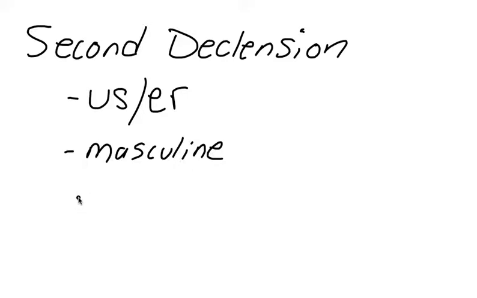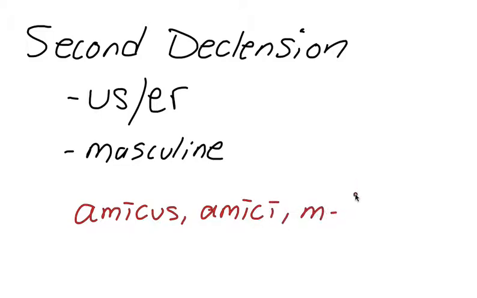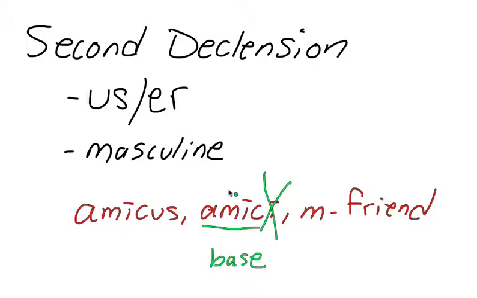So I'm going to give you the vocab entry for a very common second declension noun, and that noun is amicus. The genitive singular is amici. Of course, it's masculine, and it means friend. Just like in first declension, in order to decline it, we take off the genitive singular ending. We take off the I, and that gives us the base of the noun, amic. And that works for all second declension nouns that end in US.